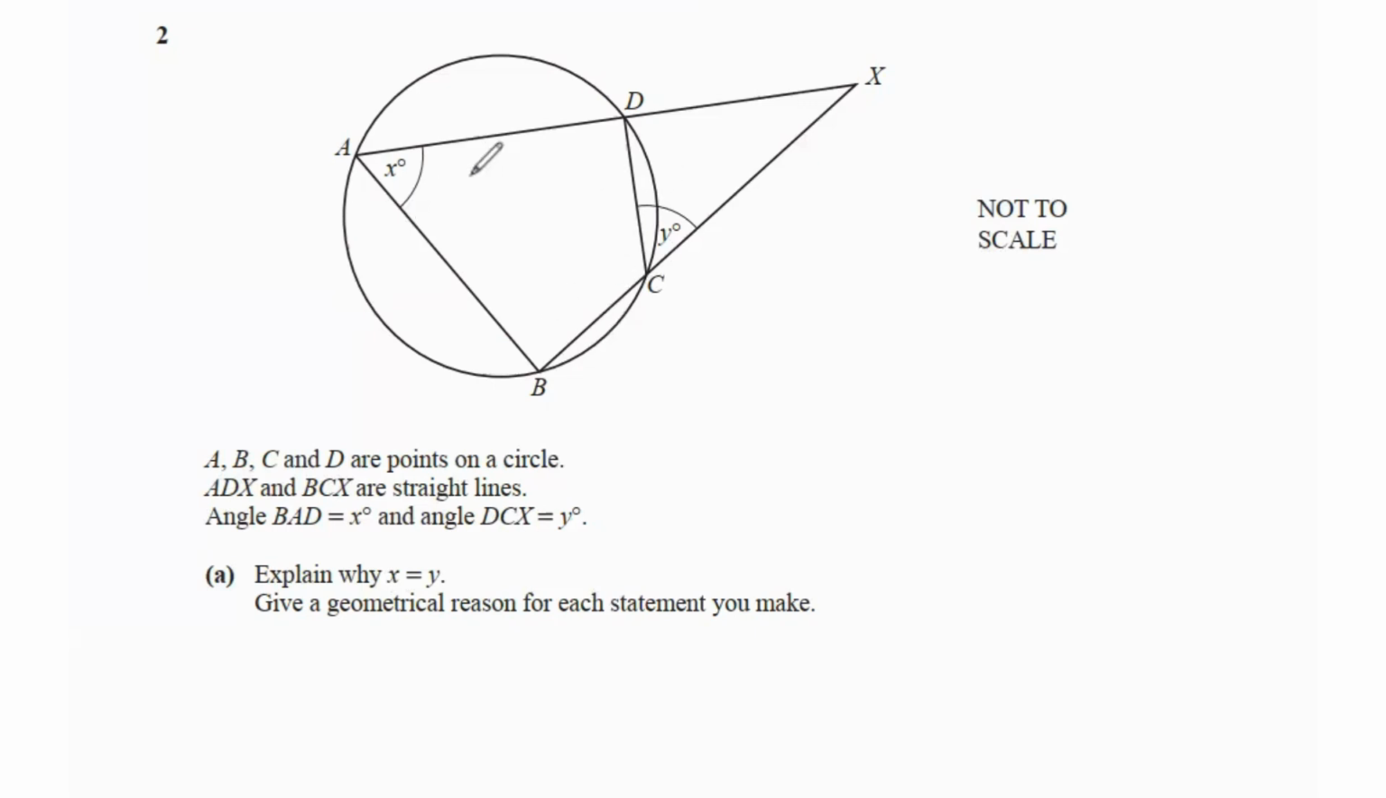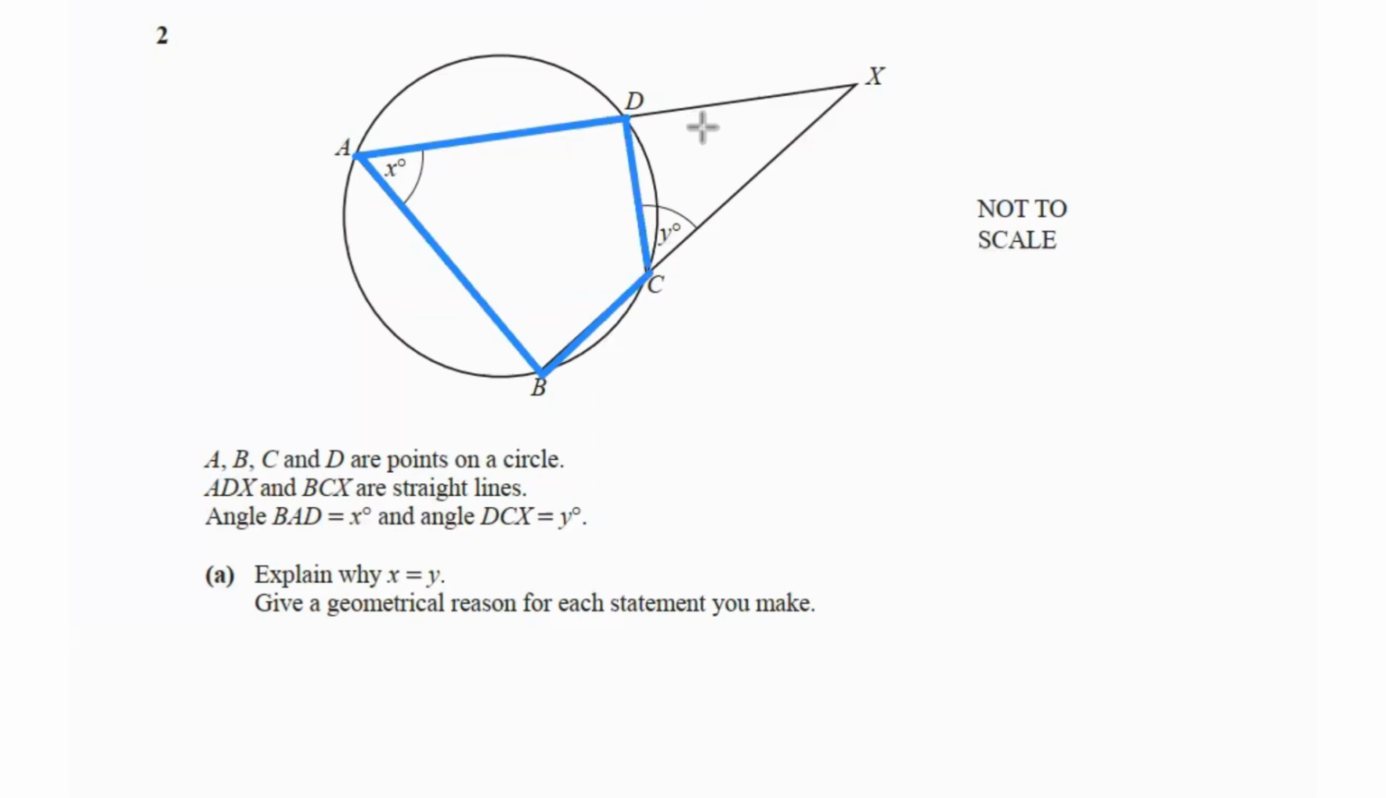So if we look at x and y, this over here, A, D, C, B, is a cyclic quadrilateral. Why is it a cyclic quadrilateral? Because all the vertices touch the circumference of the circle. So it's a cyclic quadrilateral.